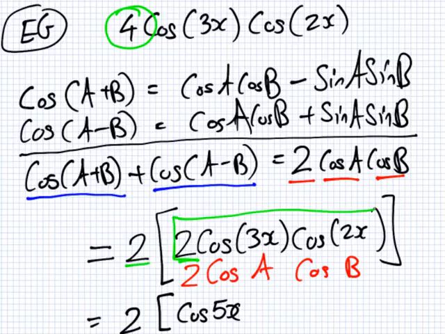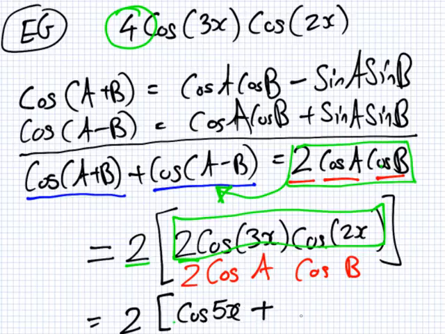And this I'm identifying as being the same as this, so I can change it into that. So this is why I dropped the 2 here. It goes with the cos's in the formula to make cos A plus B, which is 5x, plus cos A minus B, which is cos 1x. And this is the answer.